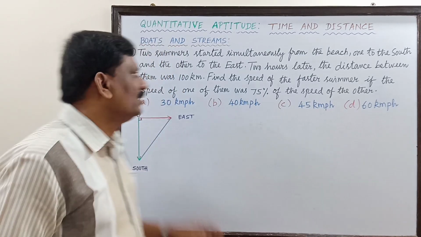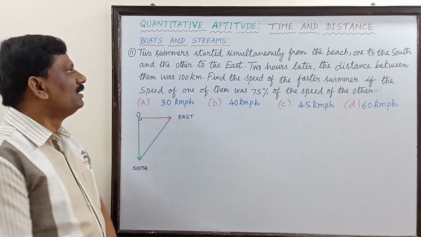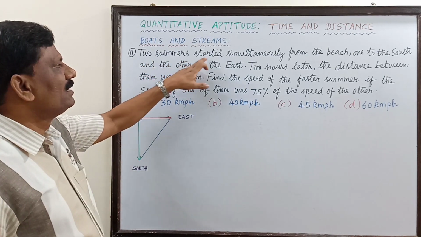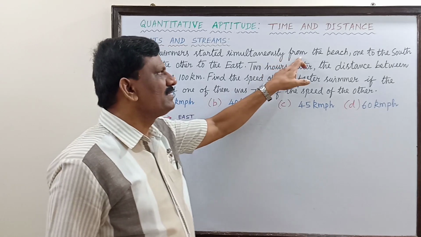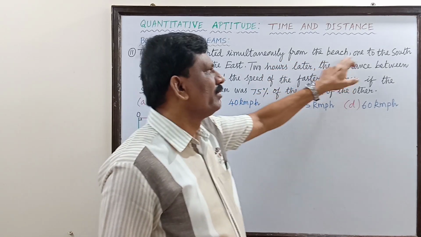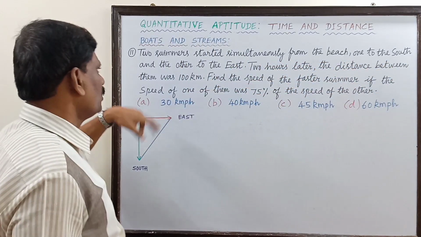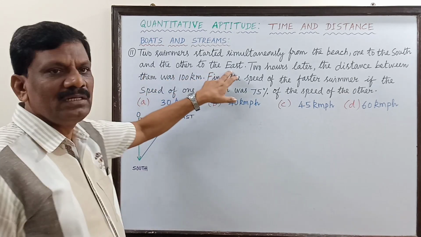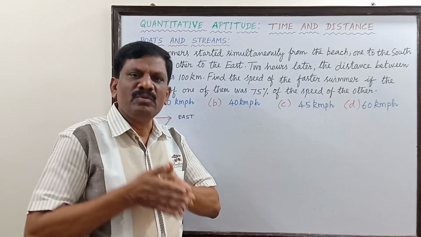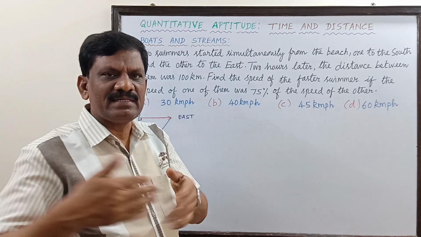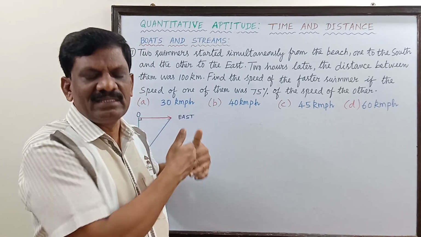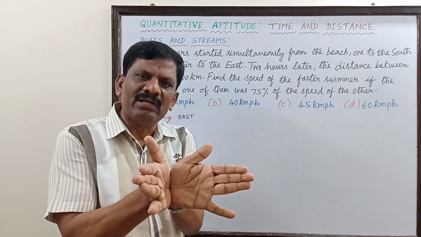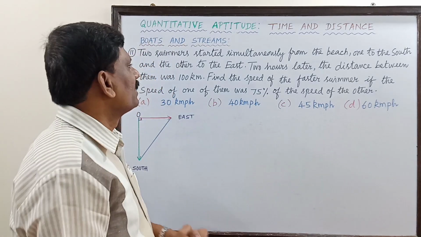Hi students, problem number 11. Two swimmers started simultaneously from the beach, one to the south and the other to the east. So one is swimming towards the south direction, the other along the east direction, so that south and east are perpendicular to each other.